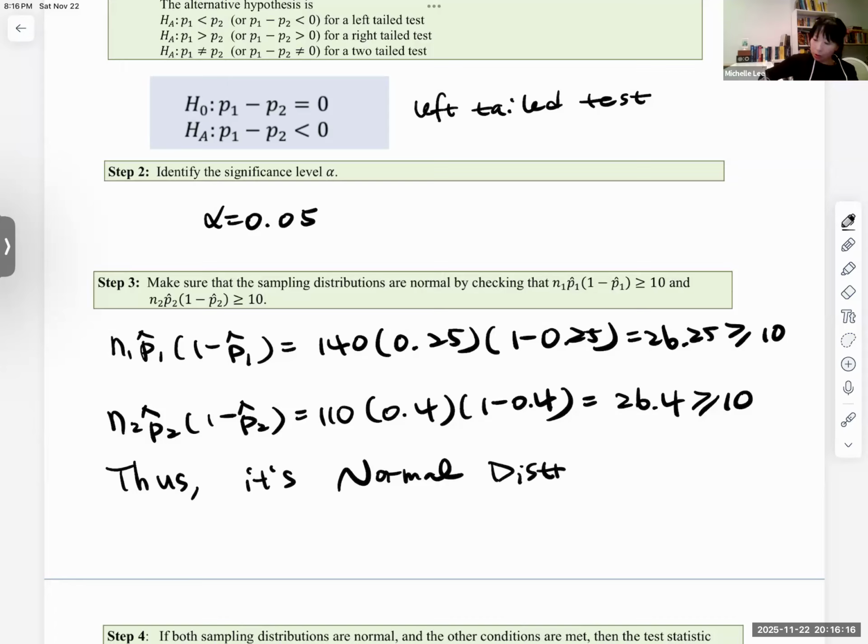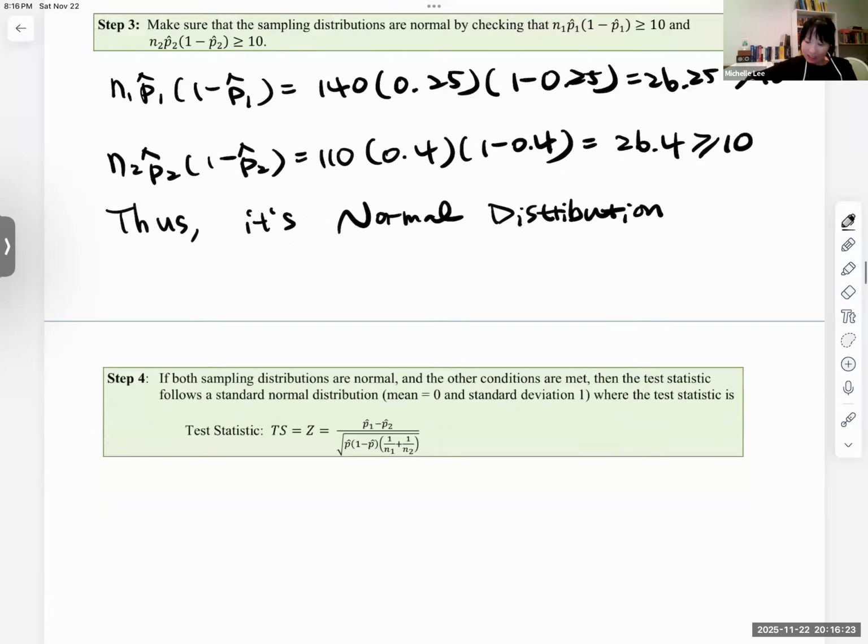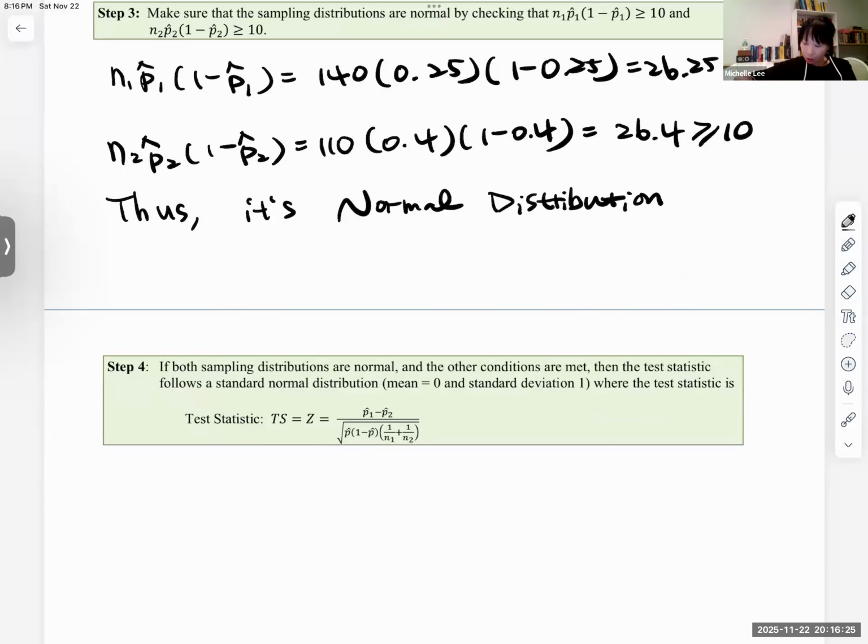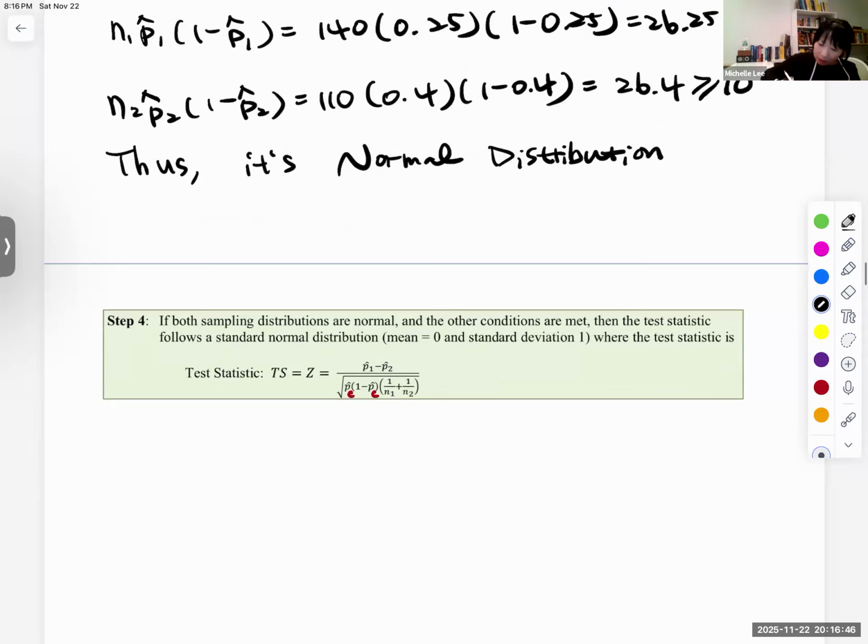Now we can use the normal distribution in the software, StatCrunch. All right. For the z-test statistic, I want to mention that there is a p hat there. That p hat is not just a sample proportion, it's a pooled estimate. Pooled sample proportion means the combined proportion, so that you don't get confused. Okay, all right. So let us do this one.